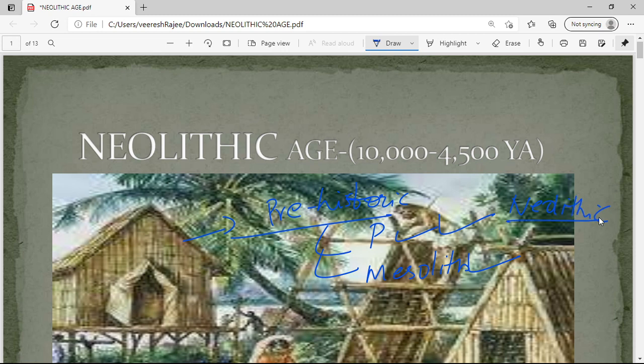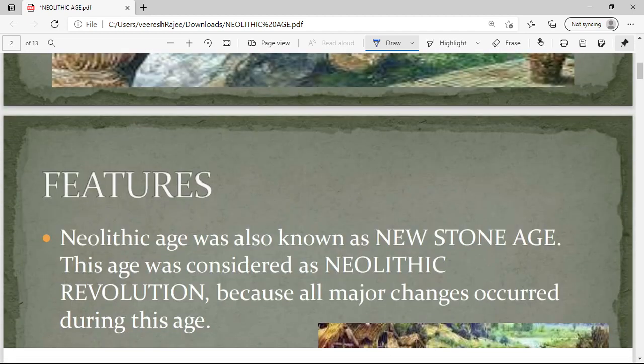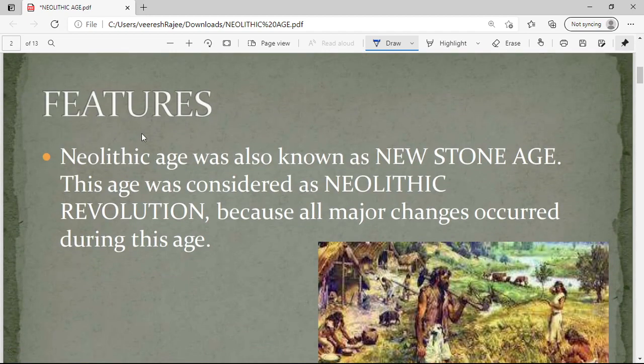So what is the time period of Neolithic age? The time period of Neolithic age is from 10,000 years ago to 4,500 years ago. That is the time period of Neolithic age. Then what are the important features of Neolithic age?